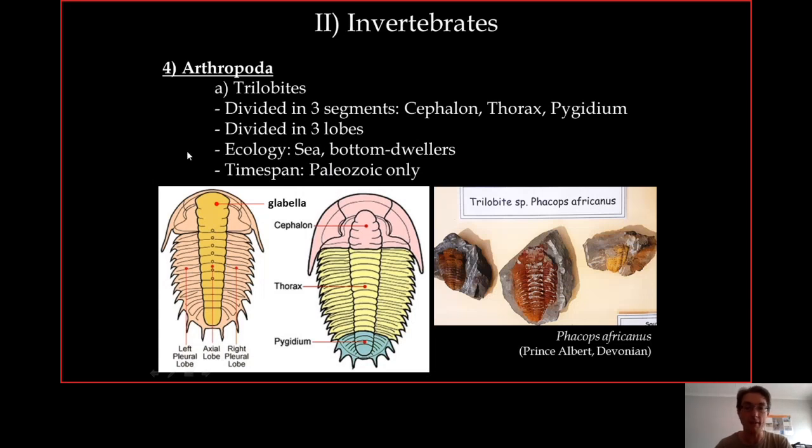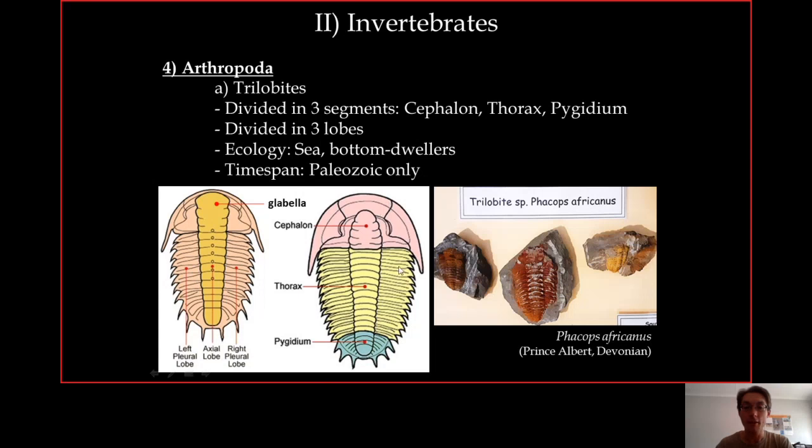And they are very easy to identify, which makes them very good index fossils. They are easy to identify because their name, trilobites, comes from the fact that their body is divided in 3 lobes. 3 lobes, one on the left, one on the right, and one in the middle. And you can see very clearly on that example from the Devonian of Prince Albert in South Africa. 1 lobe, 2 lobes, 3 lobes. Very easy.